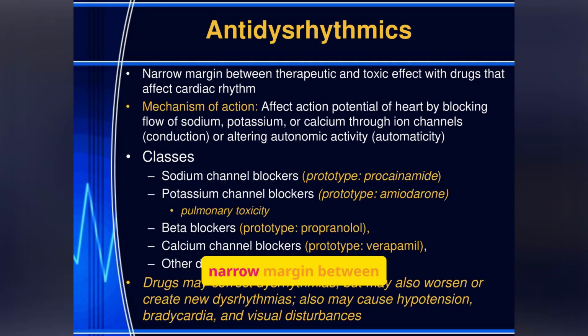Anti-dysrhythmic drugs have a narrow margin between therapeutic and toxic effects. We'll discuss their mechanism of action and classification. Always monitor ECG, HR, and BP. These meds can cause or worsen arrhythmias.